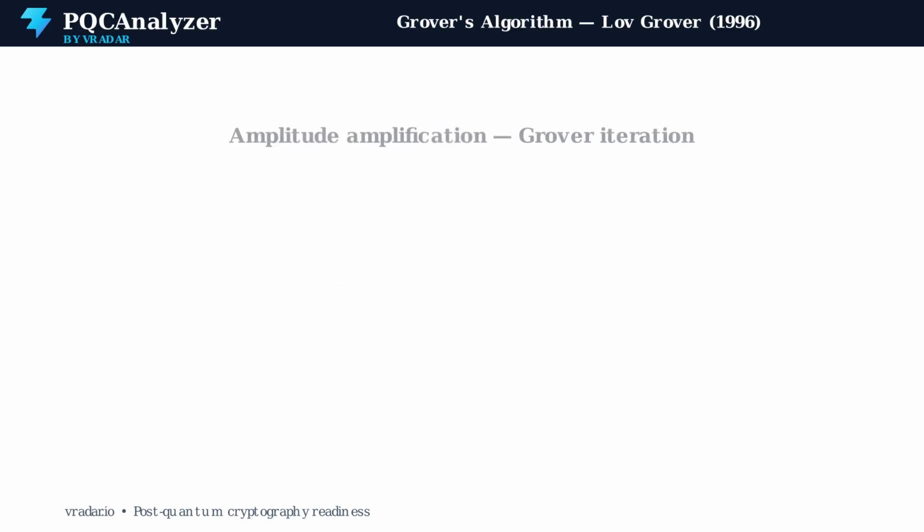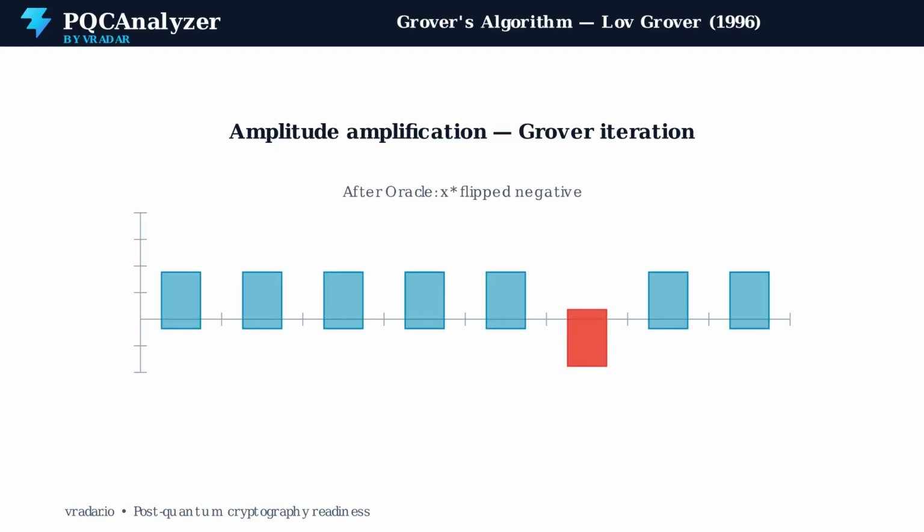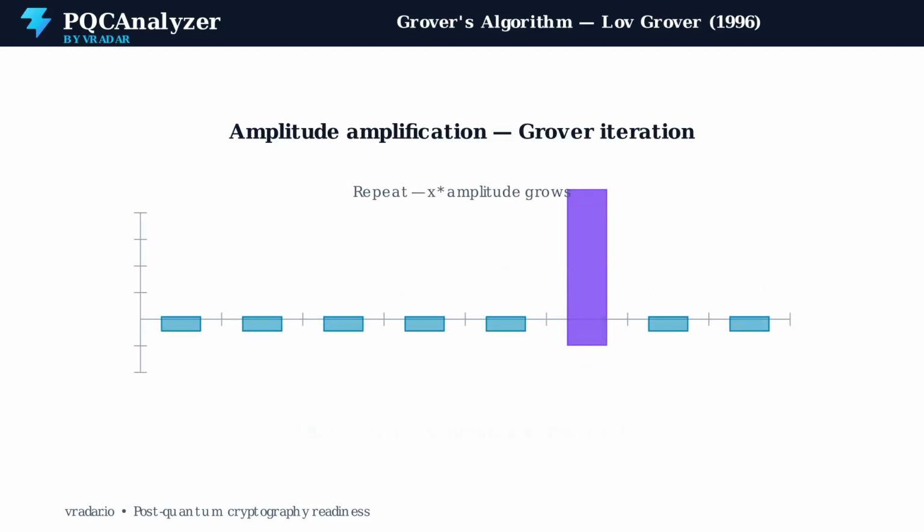Watch the amplitudes through 4 stages. We start with a uniform superposition where every state has amplitude 1 over root n. After the oracle, x star's amplitude flips negative. After the diffusion step, all amplitudes are reflected about the mean, and x star's amplitude grows visibly. Iterating oracle and diffusion keeps growing it. After about pi over 4 times root n iterations, the probability of measuring x star is essentially 1.